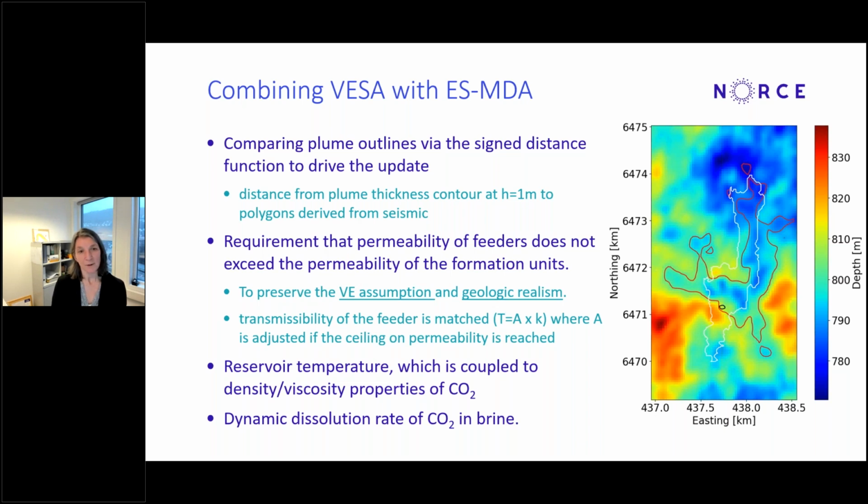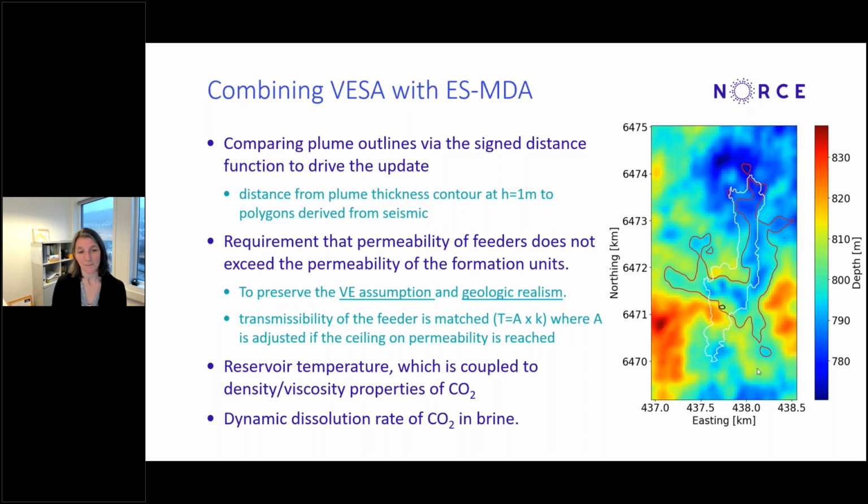The second thing is about the permeability of the feeders. We've set in a requirement that the permeability of the feeders cannot exceed the permeability of the formation units. This is to do two things. First, it has to preserve the VE assumption, which we can get into another time, but also the geological realism. The feeders, of course, are more than likely some kind of sand injectites or various things, and they can't have a permeability higher than the sand from which they've originated. It would be very difficult to imagine a way that would happen. But so what we do is when the ensemble-based code wants to push the permeability of the feeder, we just expand the area. So we're eventually matching the transmissibility of the feeders.